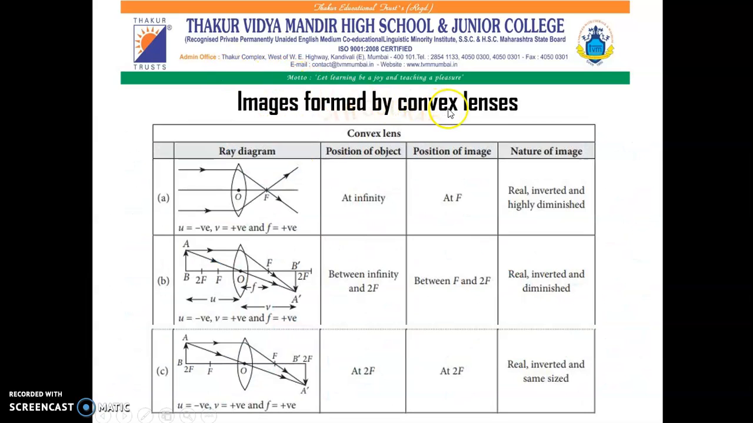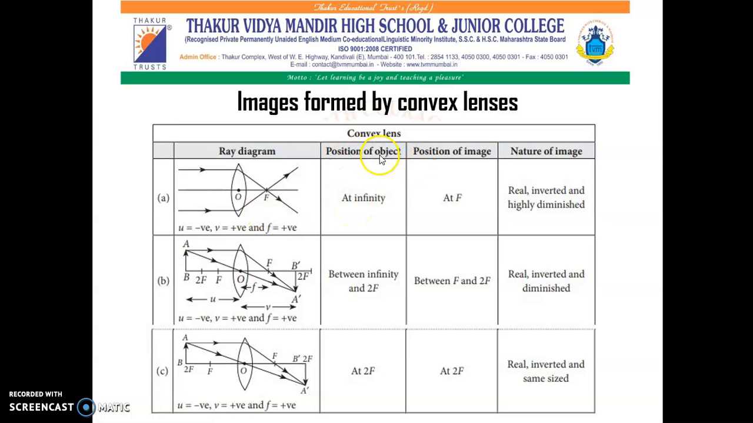Images formed by convex lenses. The position and the nature of the images formed by convex lenses can be obtained from the position of the object using the rules of ray diagram.